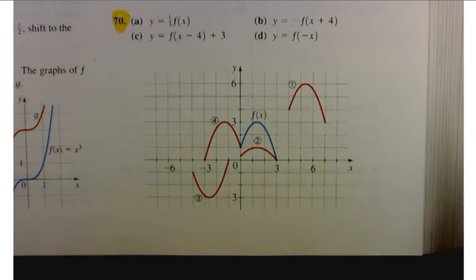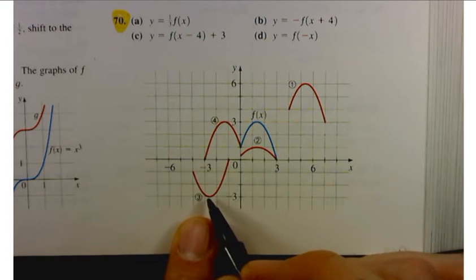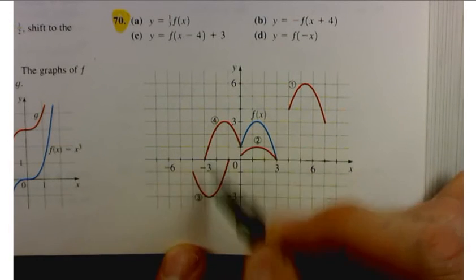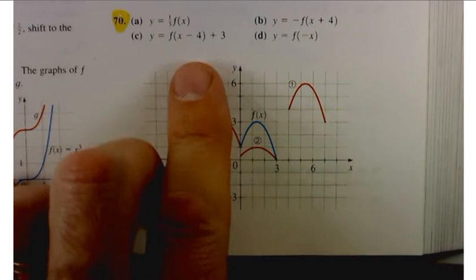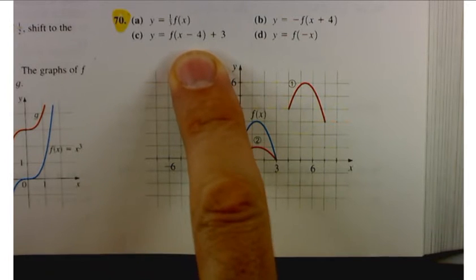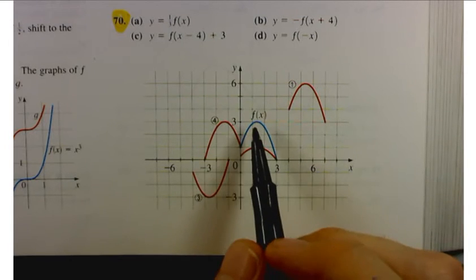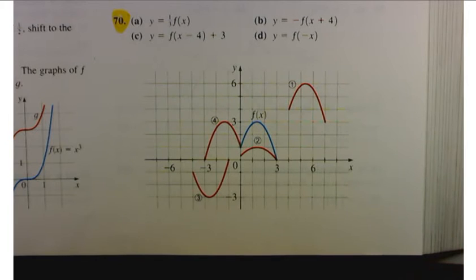Cool. Let's keep going. f of x minus 4 plus 3. Minus 4 and plus 3. Good. To the right 4 and up 3. Looks like a 1. And by process of elimination, what happens if I look at f of negative x? Katie? Good. It's going to be flipped around the y-axis. So just a mirror image right here for number 4. Nice.